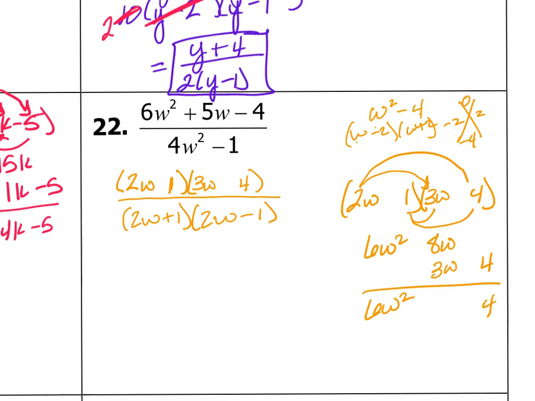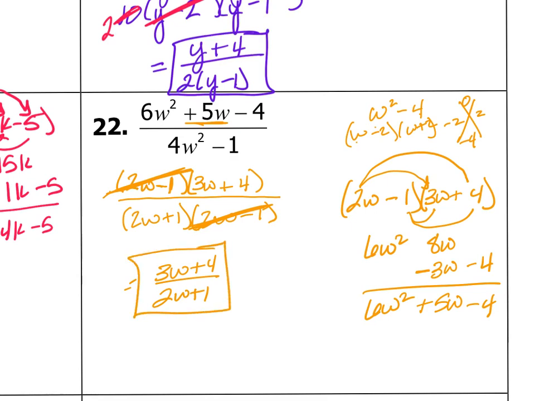This middle term needs to be what? A plus 5. So that means the 3 needs to be negative. So that means this is a negative and this is a positive. So plus 5w minus 4. So minus 1 plus 4. Because I needed to have a positive 5 in the middle. So 2w minus 1, 2w minus 1. And my answer is going to be 3w plus 4 divided by 2w plus 1.